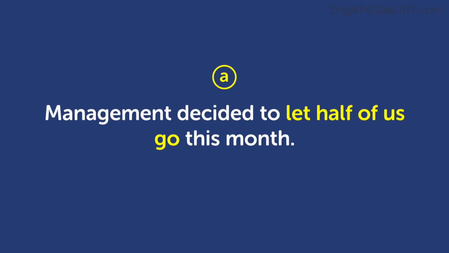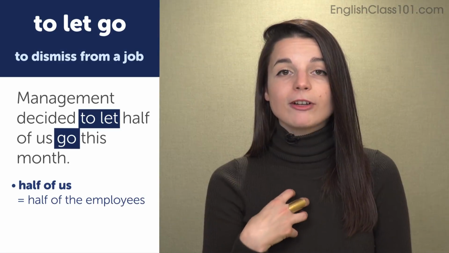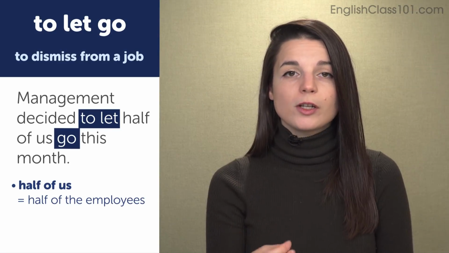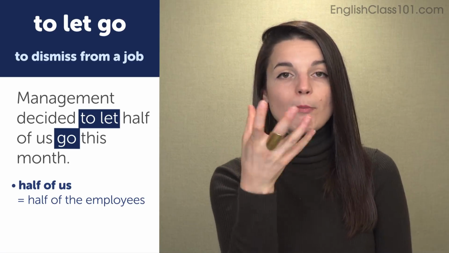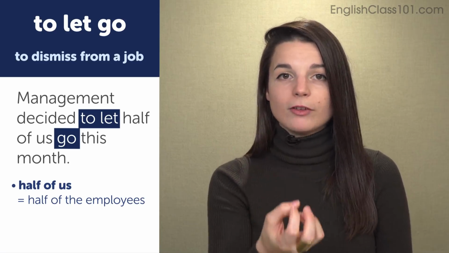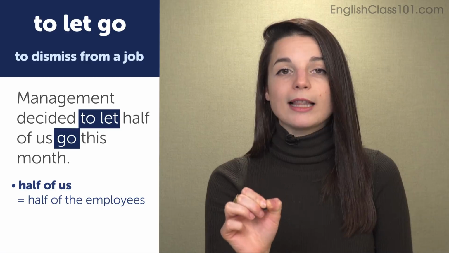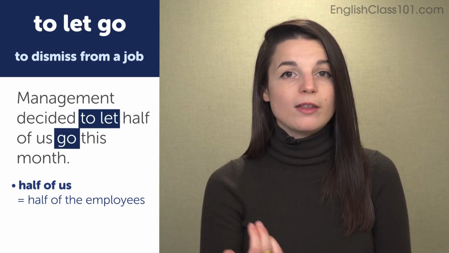Examples. Management decided to let half of us go this month. So let half of us go. Half of us means half of the employees go. So let go is split by the people affected by the verb. So management decided to let half of us go this month.